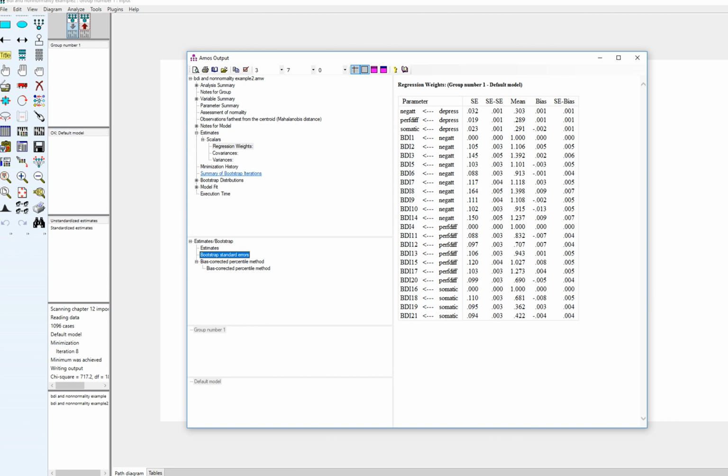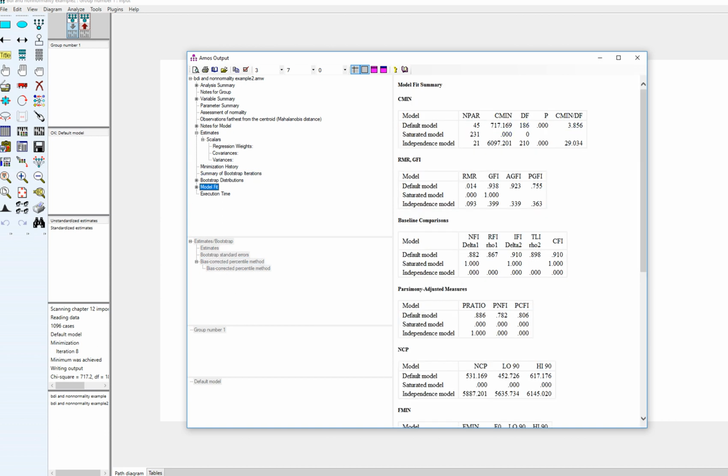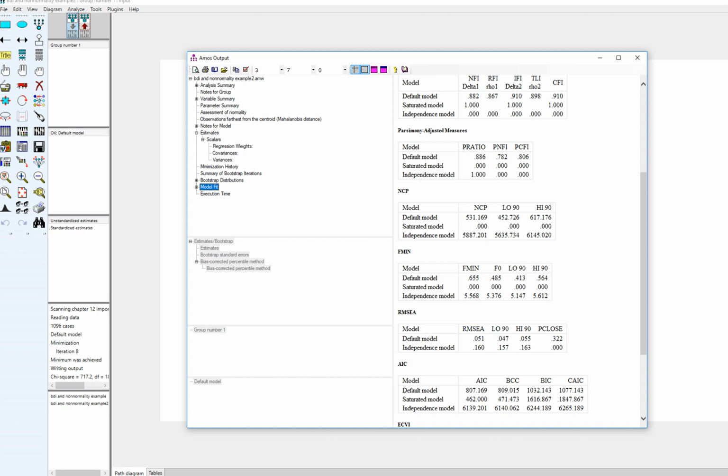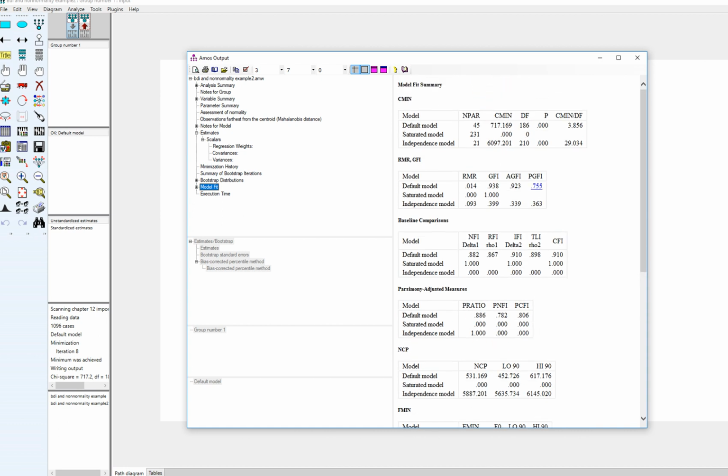Okay, so at this point, let's just take a quick look at the model fit. You can see that this is the chi-square value based on our data. You can see that there's the CFI, the RMSEA. Really, a few of these things aren't too bad. TLI is on the low side. Some of these other values are on the low side.